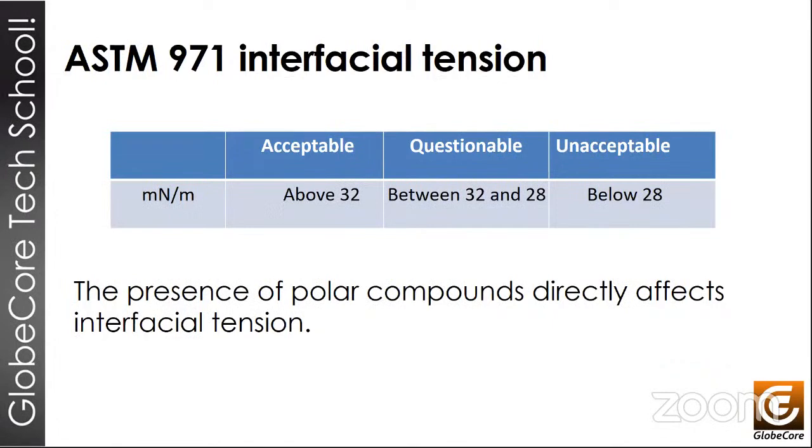So interfacial tension is measured in millinewtons per meter. And as I've mentioned, it's a measurement of how much force we have to apply to move an object from one phase to the other, and polar compounds directly affect that value. Acceptable values should be greater than 32 millinewtons per meter. Anything from 32 to 28 millinewtons is problematic, and anything less than 28 millinewtons per meter is unacceptable. Next slide, please.